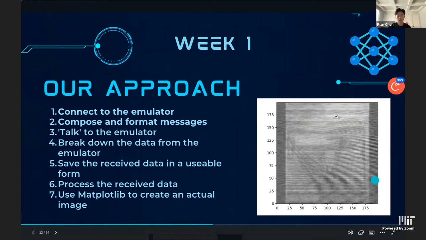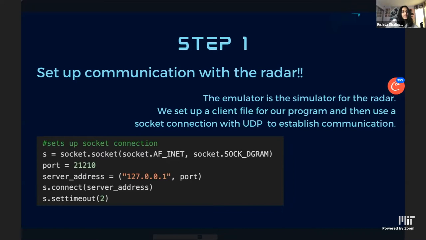So in the previous slide, Kian talked about being able to connect with the emulator, receive all these messages, and actually talk with it. The first step was to set up communication with the radar. The emulator file is basically the simulator for the radar. We set up a client file for a program and then used a socket connection with UDP protocol to establish communication. Here's a snippet of how we do it.